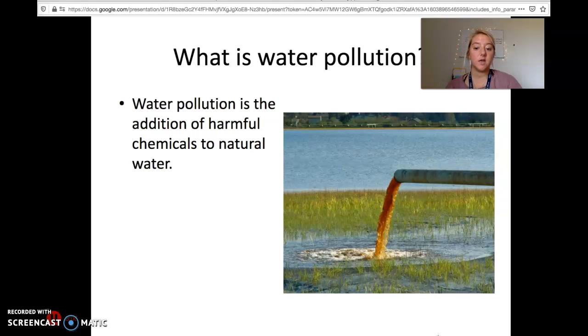Nitrogen is naturally found in the water, so is phosphorus. But what we're going to learn later on is that when we have too much of the natural chemical in the water, it can actually have some devastating effects on the ecosystem.